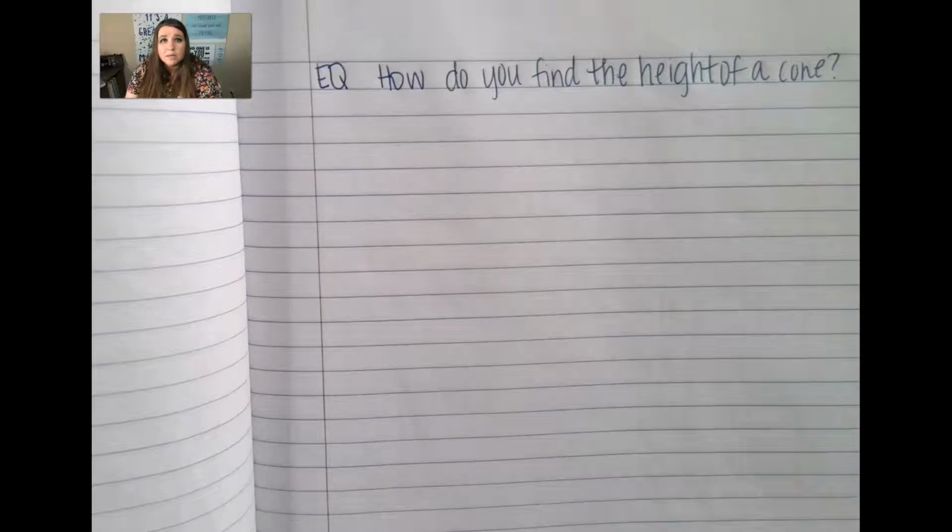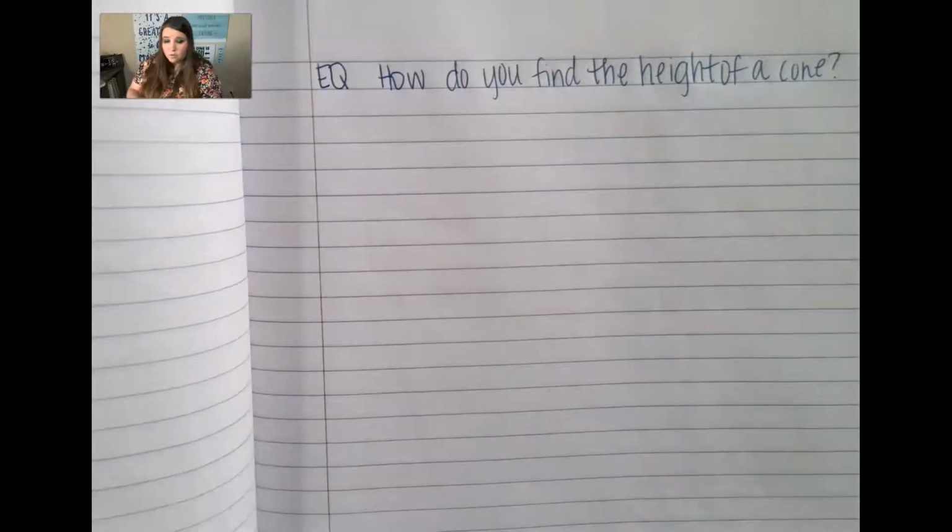So just like we did in volume of a cylinder where we had to isolate the variable and find h, we're doing the exact same thing for a cone. The only difference between this lesson and our last lesson is dividing by 3 before we isolate the variable. So let's go ahead and look at our formula.